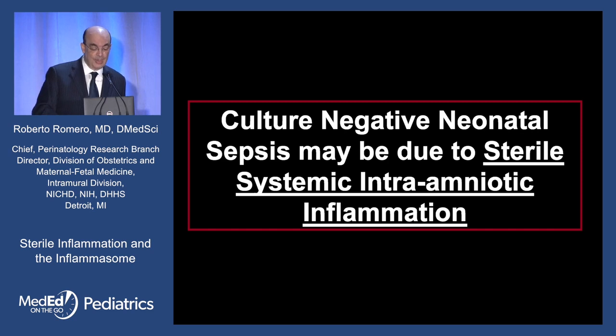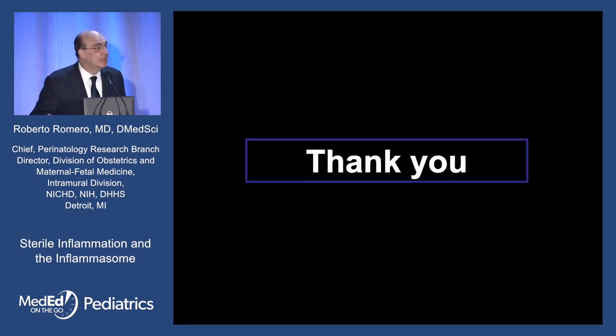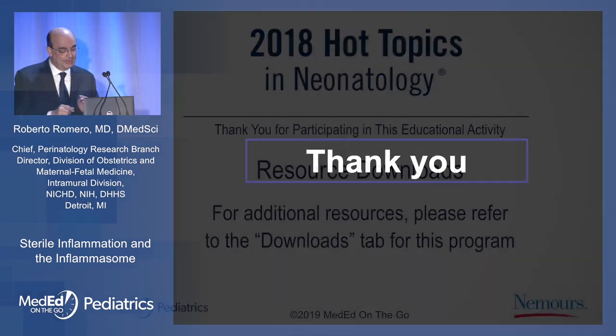Can sterile inflammation be treated? I showed you evidence that that is the case, but we have evidence from other animal models that we can reverse intra-amniotic inflammation, and I will be glad to discuss how we can do that. I want to remind you that we can treat congenital neuroinflammation with anti-inflammatory agents without giving antibiotics, and that neuroinflammation can exist with infection or with sterile intra-amniotic inflammation. Thank you very much for your attention.